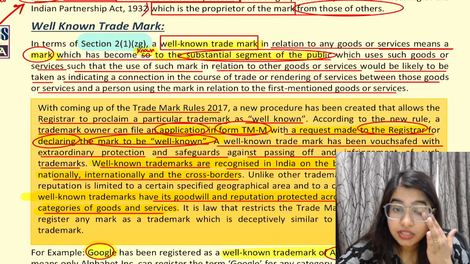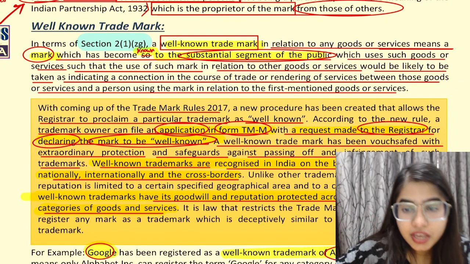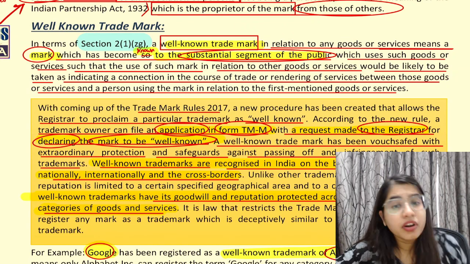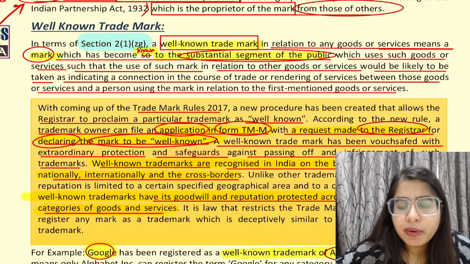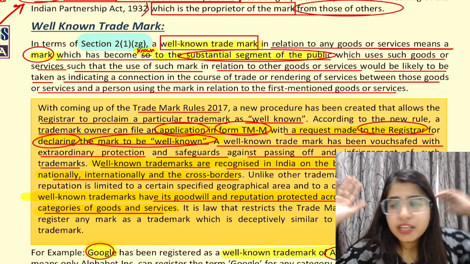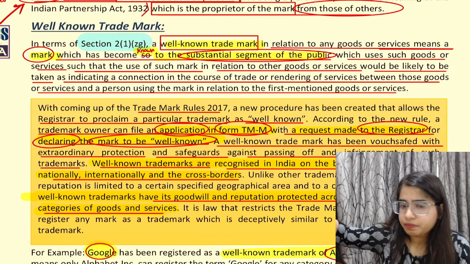Infosys, IBM, you can say all these are well-known trademarks, which are known to a majority, a substantial segment of the public. Substantial means significant, even a somewhat larger amount of the public knows about this trademark, then we will call it a well-known trademark.